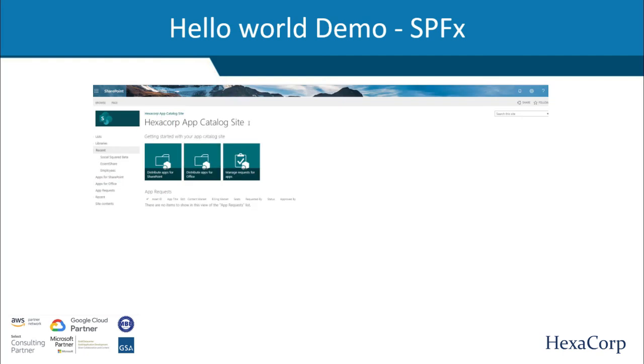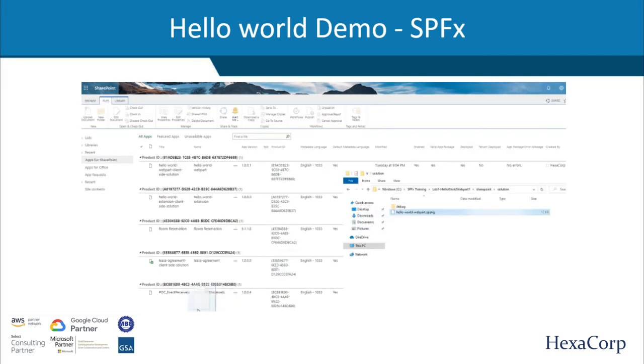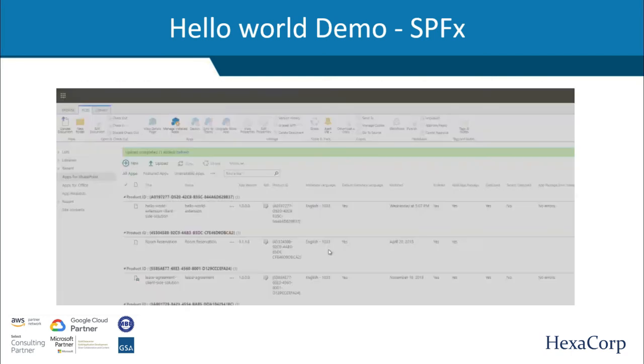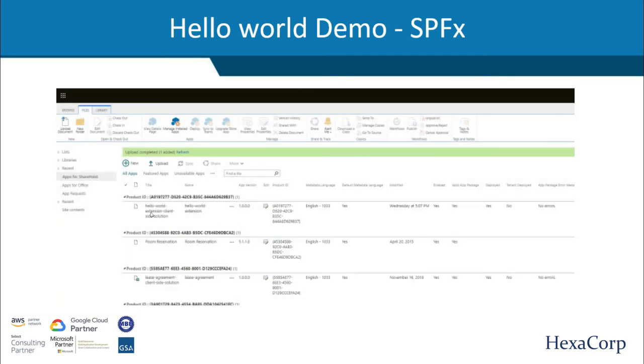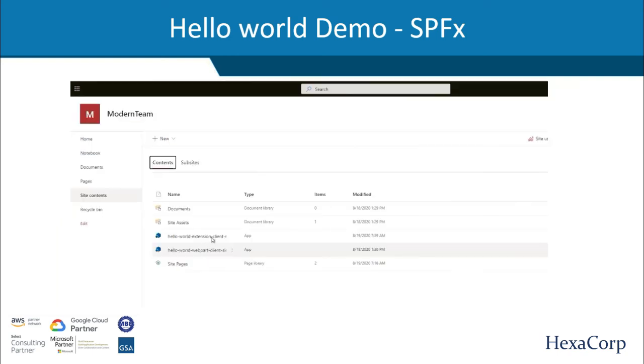Go to App Catalog site in your SharePoint Online tenant. Go to Apps for SharePoint. Upload the .sppkg file created in your local system to the App Catalog. Click the Deploy button in the pop-up that shows up after the package is uploaded to App Catalog. If the pop-up doesn't show up, then you can select the solution package and click the Deploy button from the ribbon.